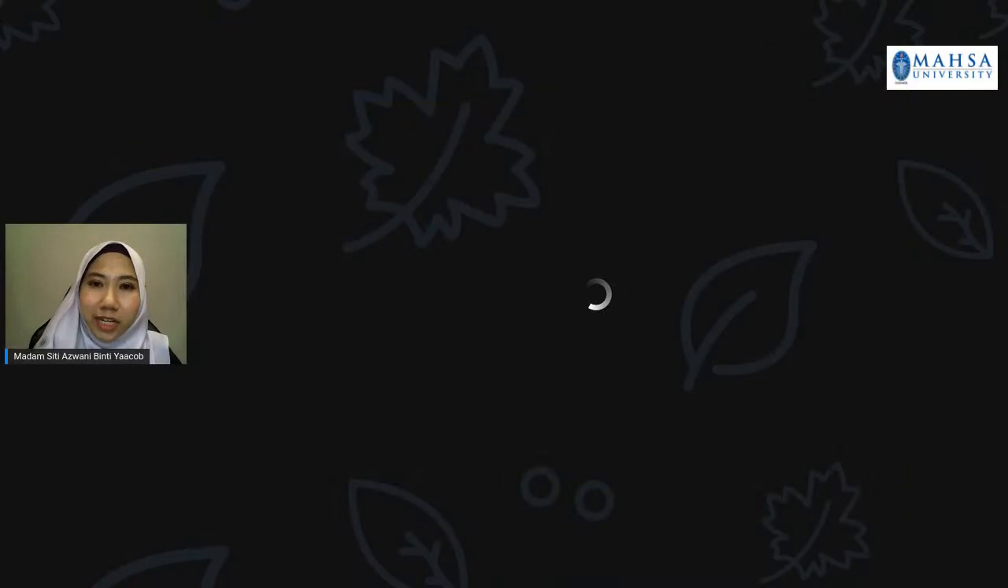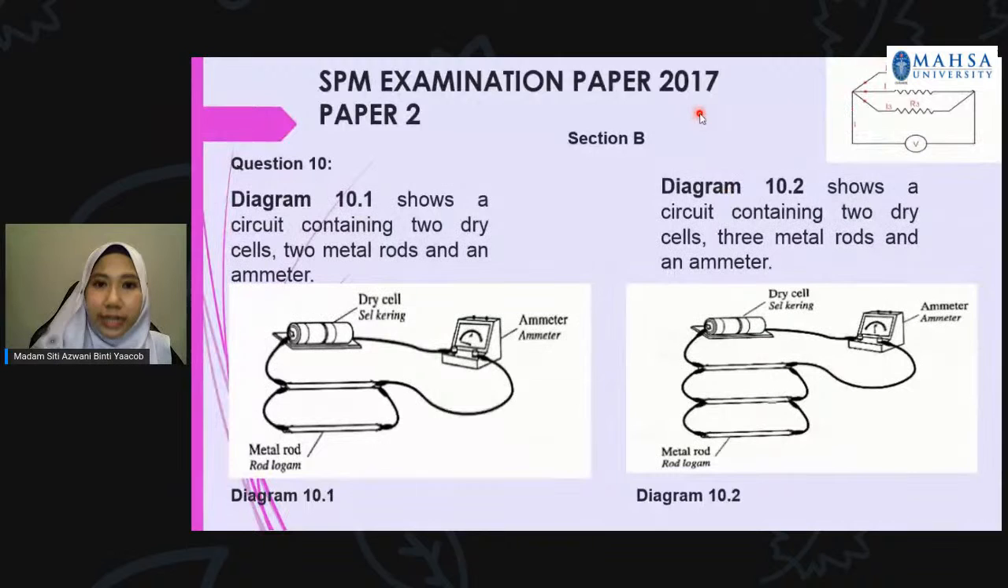So today I am going to discuss how to answer the questions on Paper 2 of Physics. I will choose some questions from past year questions and also trial questions of the SPM examination. So without further delay, let's look at the question. Here I have the first question, which is SPM examination Paper 2, 2017, Section B, Question 10.